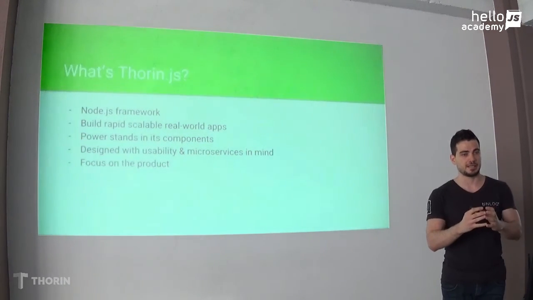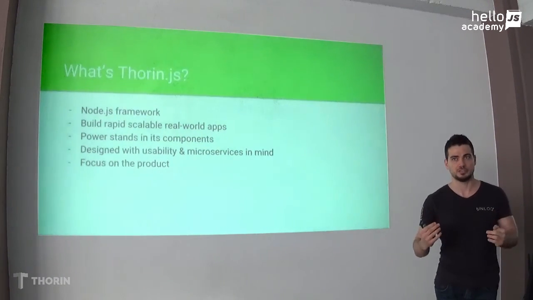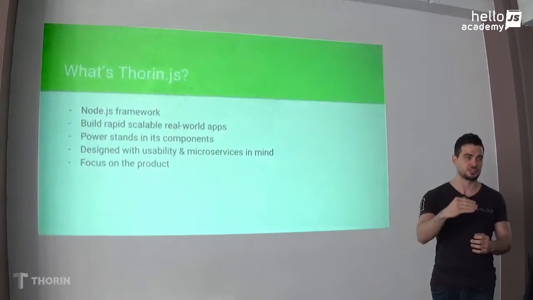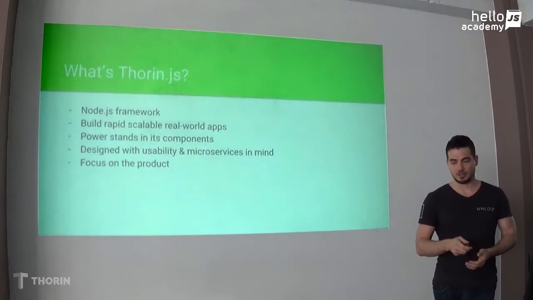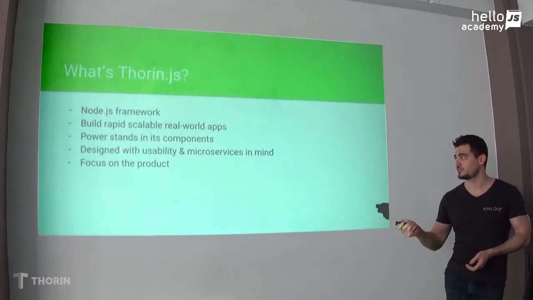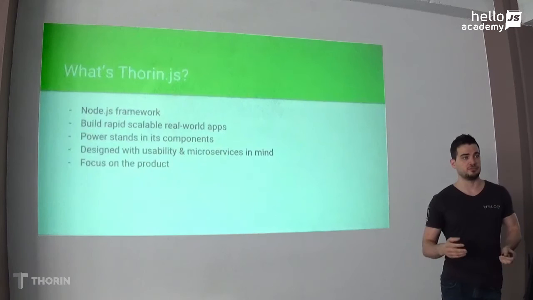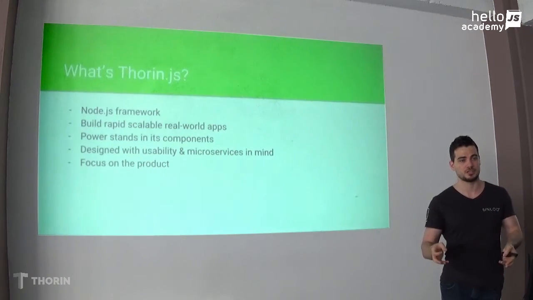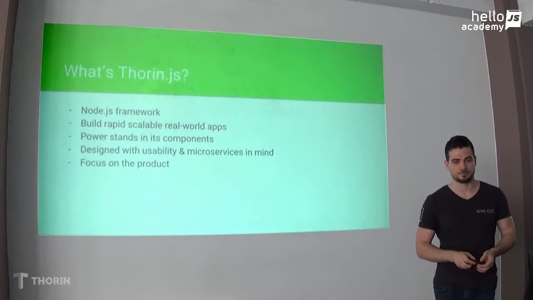So Thorin is kind of like the chassis of the framework, and then you have different components that literally plug and play. You have different bits of the application that register inside the Thorin application, and it just works with your application. So it's essentially designed with usability and microservices in mind. That means that, as I said before, it works very well in a microservice architecture where you have, again, bits and pieces of your larger application. It does singular and specific actions.